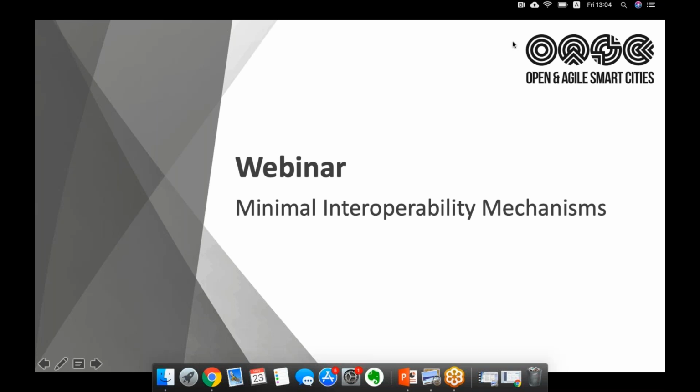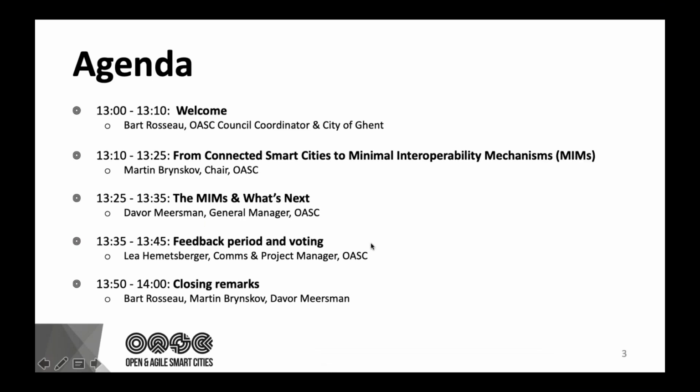So my proposal is to start slowly but steadily, and I'll walk you through the agenda of today. I hope everybody can see the screen. If you cannot, just let me know. We will start with a brief welcome from Bart Rousseau. We will then go into a brief history of OASC: how did we end up with the minimal interoperability mechanisms? Martin Brinskop will walk you through that. Davor Meersman will then explain briefly what the minimal interoperability mechanisms are and what the next steps are. And I will then present the voting process that we have planned and prepared, and how you can provide feedback in the next 4 weeks. Then we close the meeting, and we hope to manage all this in 16 minutes.